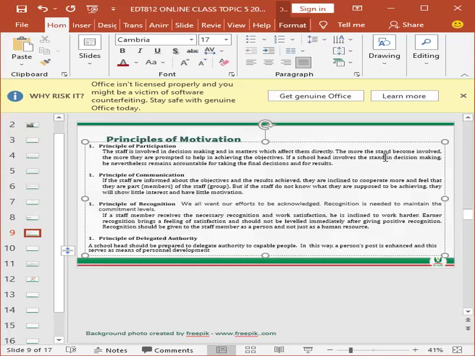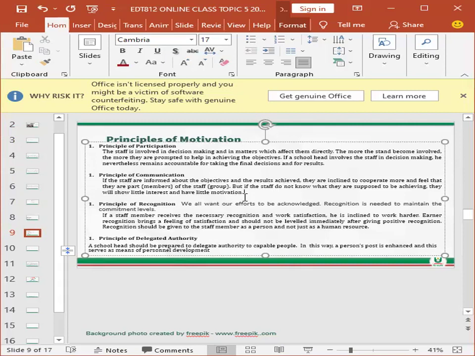So also we have the principle of communication. If the staff are informed about the objectives and the results achieved, they are inclined to cooperate more and feel that they are part, that is, members of the staff, of the group. But if the staff do not know what they are supposed to be achieving, they will show little interest and have little motivation about the work.